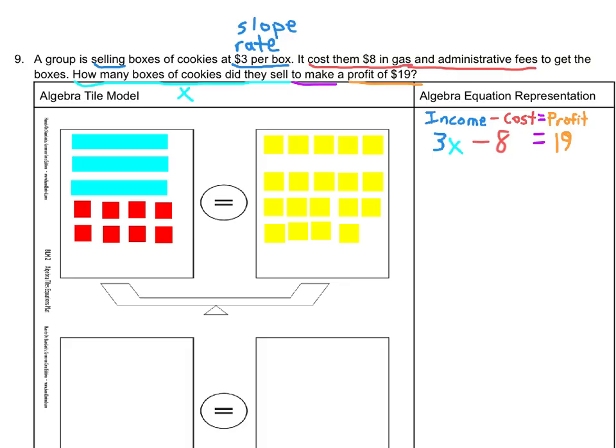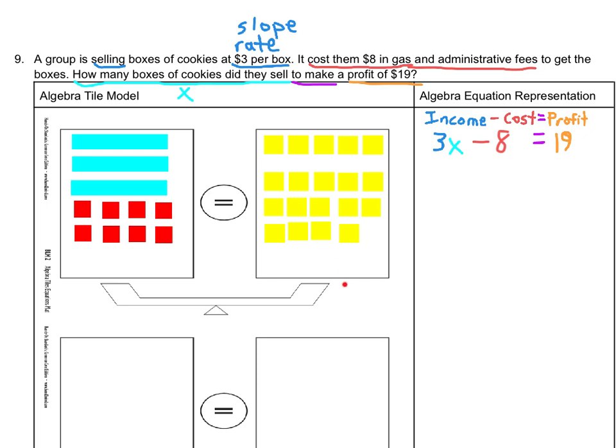Now, like before, what's my goal? My goal is to get the x part by itself. That means I need to get rid of this negative 8 on the left. How can I get rid of this negative 8? I could subtract negative 8, right? Take away the negative 8, but notice there's no negatives over here.